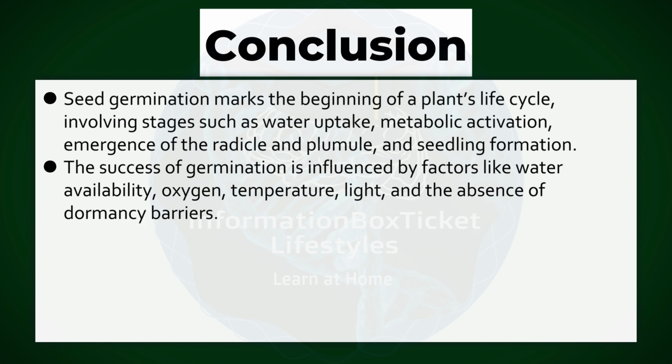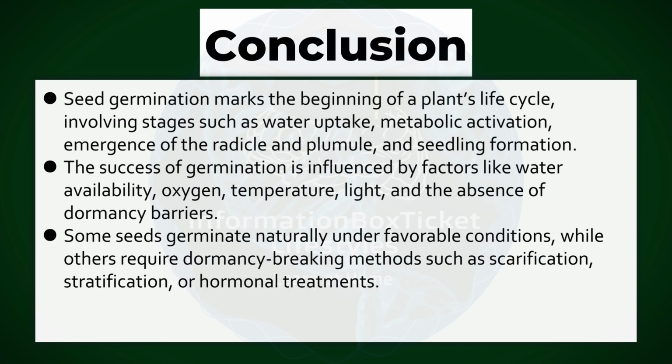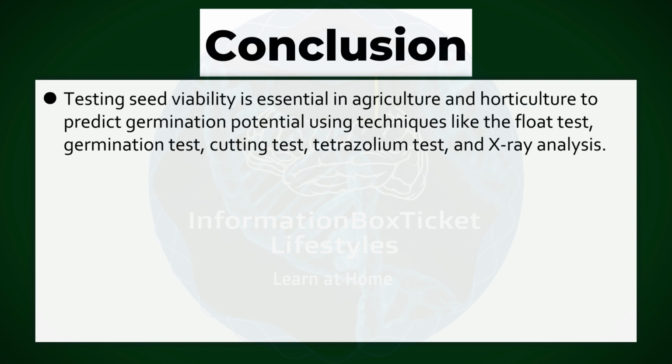The success of germination is influenced by factors like water availability, oxygen, temperature, light, and the absence of dormancy barriers. Some seeds germinate naturally under favorable conditions, while others require dormancy-breaking methods, such as scarification, stratification, or hormonal treatments. Testing seed viability is essential in agriculture and horticulture to predict germination potential using techniques like the float test, germination test, cutting test, tetrazolium test, and X-ray analysis.